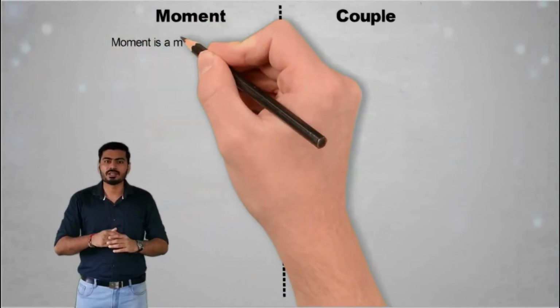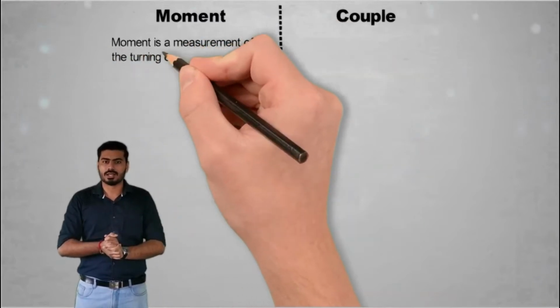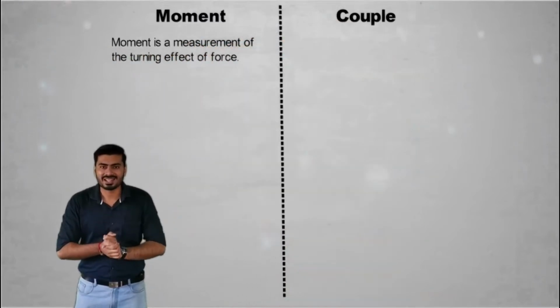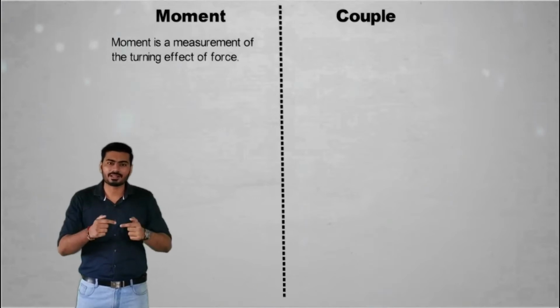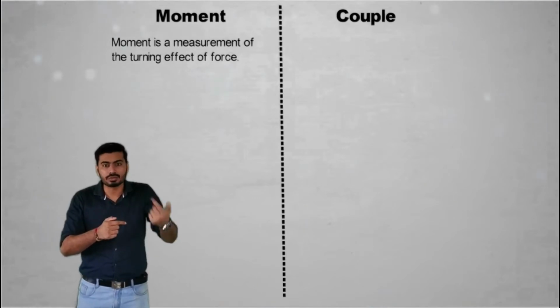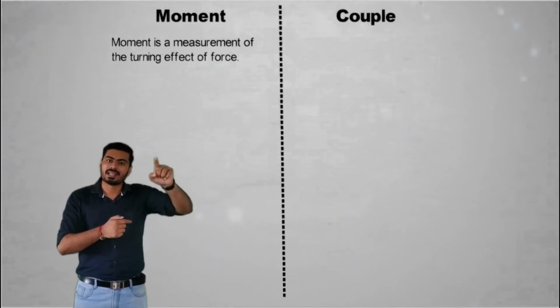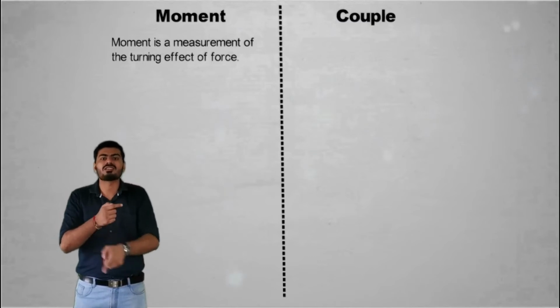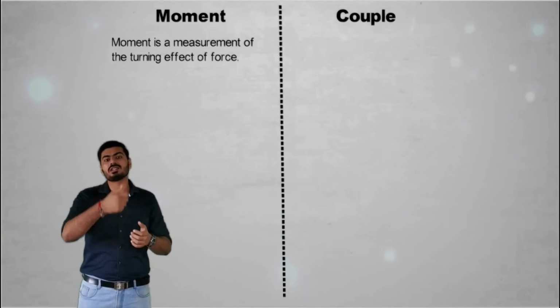Moment is the measurement of the turning effect which is caused by a force on a particular body. So let's consider a body, and if the force is not passing through the axis of the body and it is acting at some particular distance, then that force will try to rotate the body, and this rotation can be measured using the moment.